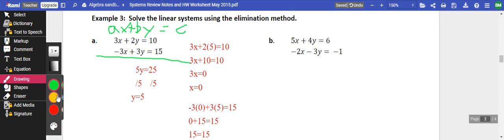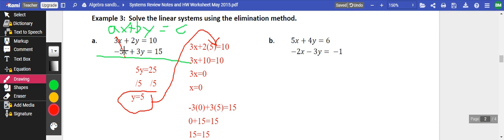We're crossing this out right here. That's why it's called the elimination method or the cancel method. And then we're adding straight down, giving us our answer. And then we do just like we've done for the substitution method. We plug it back in.